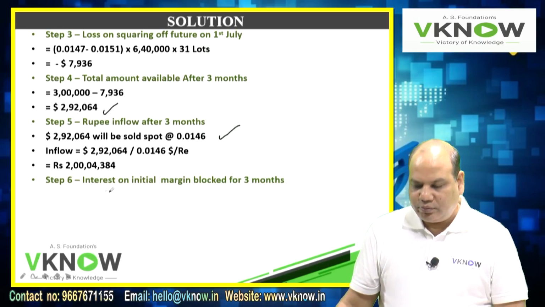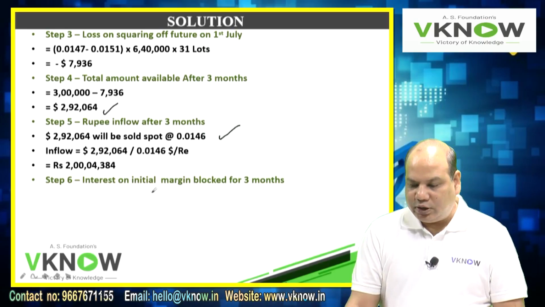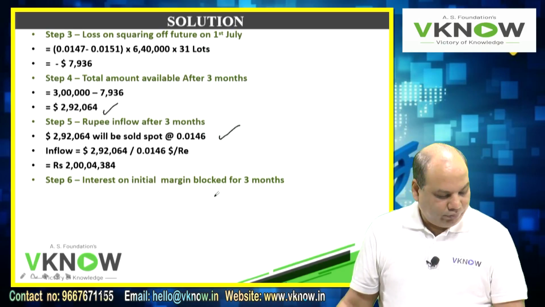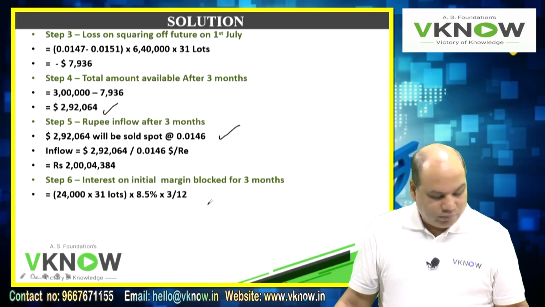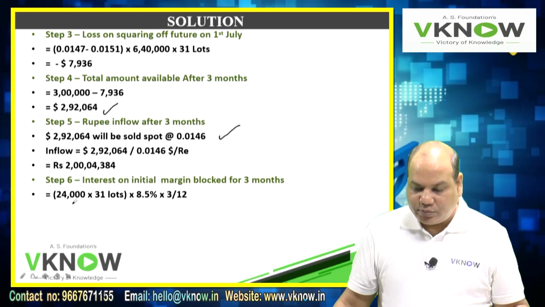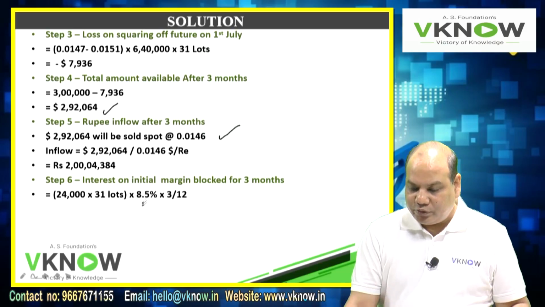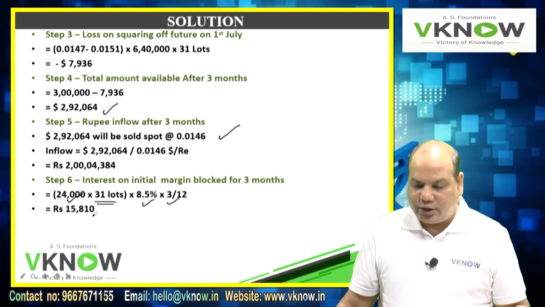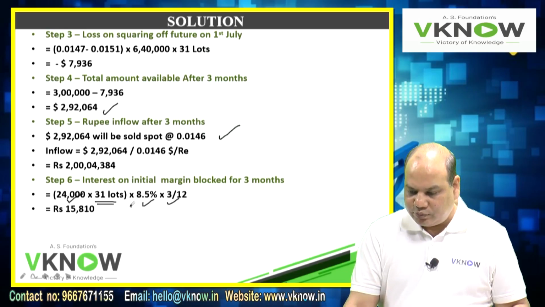Step number 6. Interest on initial margin blocked for 3 months. That we have discussed. We'll take the July figure. In July we have 24,000 rupees margin for the July contract. Number of contracts 31, multiplied by interest rate 8.5%. All these figures are given. Only this figure I have to take from my calculation. So the answer is 15,810. This is outflow.